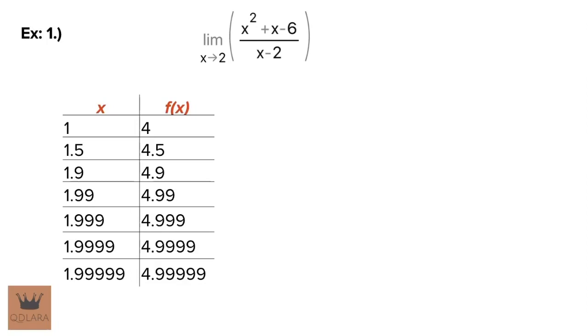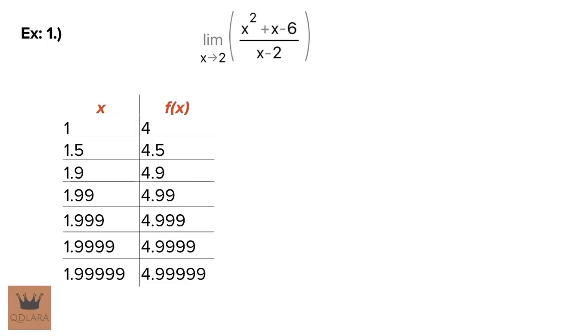Now, observe the table of values. As x becomes closer and closer to 2, f becomes closer and closer to a particular number. What do you think is the number? Correct, f of x is approaching 5.